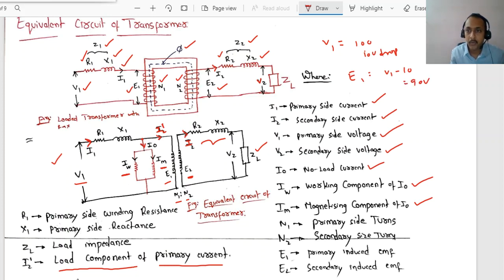Now induced EMF E2, for example, E2 equals some 80 volts and there is some drop of 8 volts. Now what will be available across the load? This induced EMF 80 minus 8, around 72 volts, will be available across the load. Like that you have to understand. Clear? Just for understanding sake I have taken these numericals.